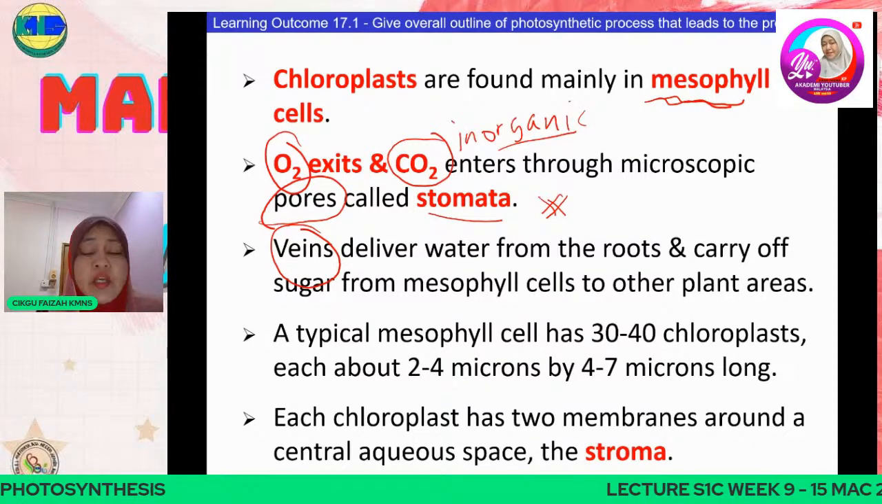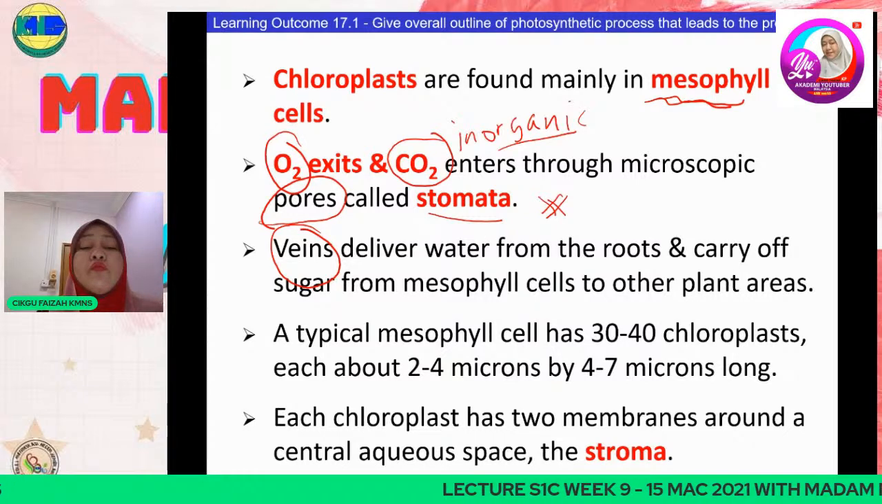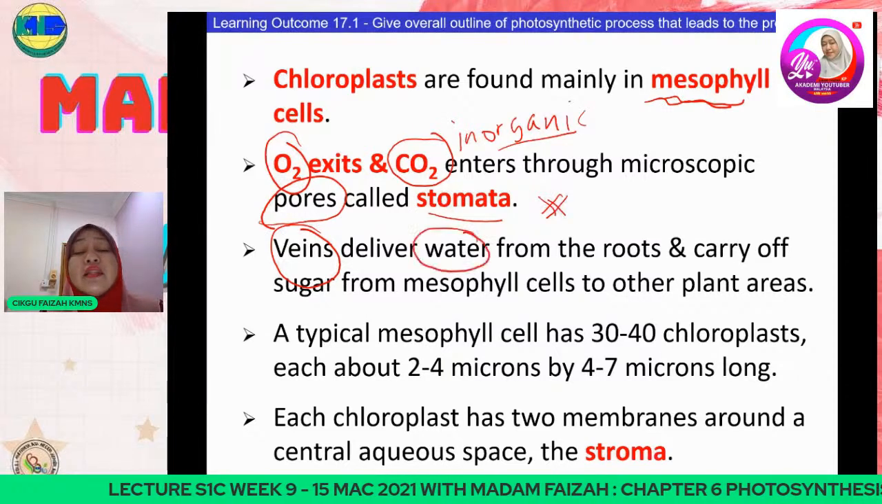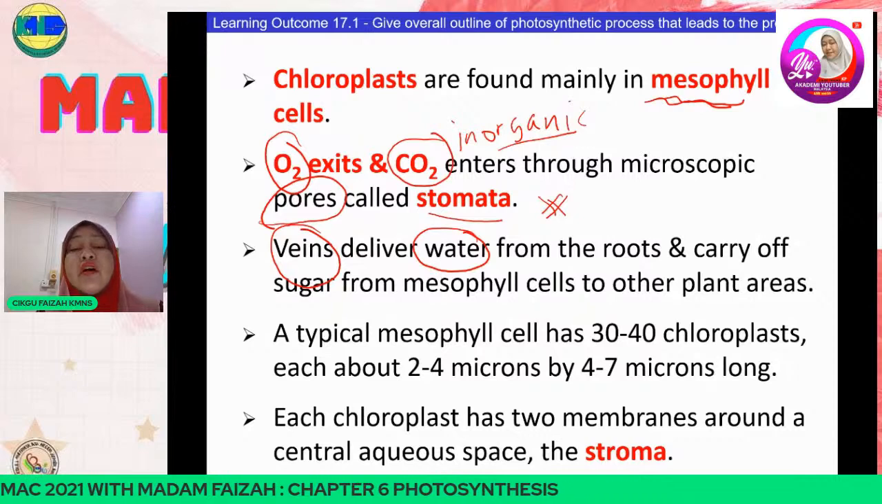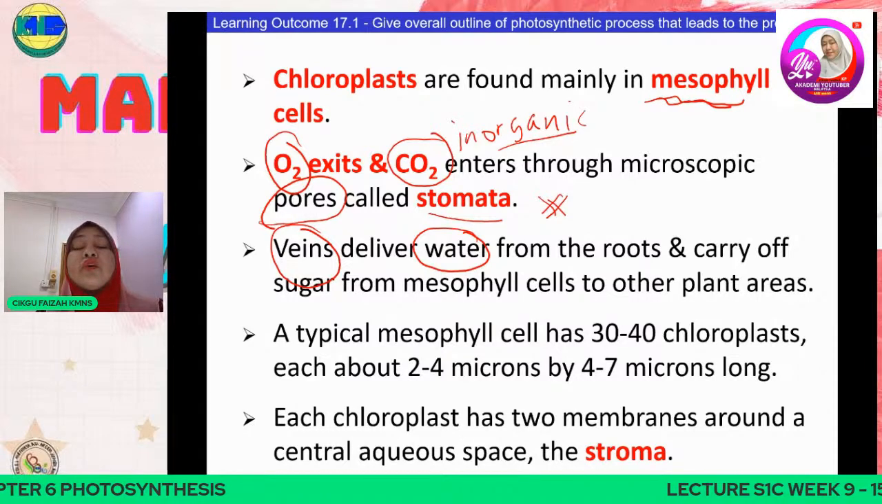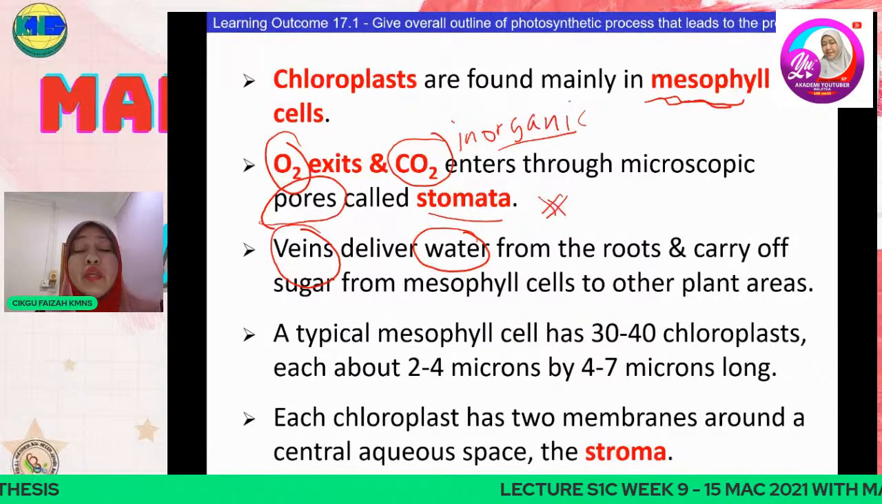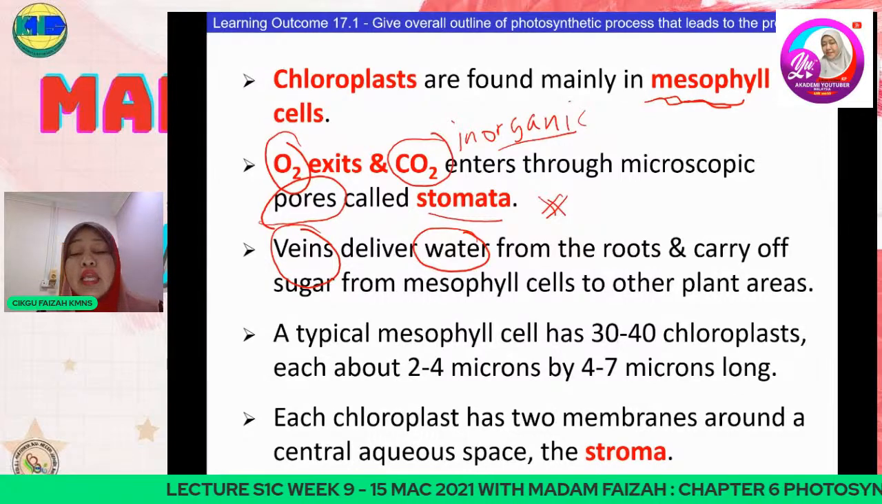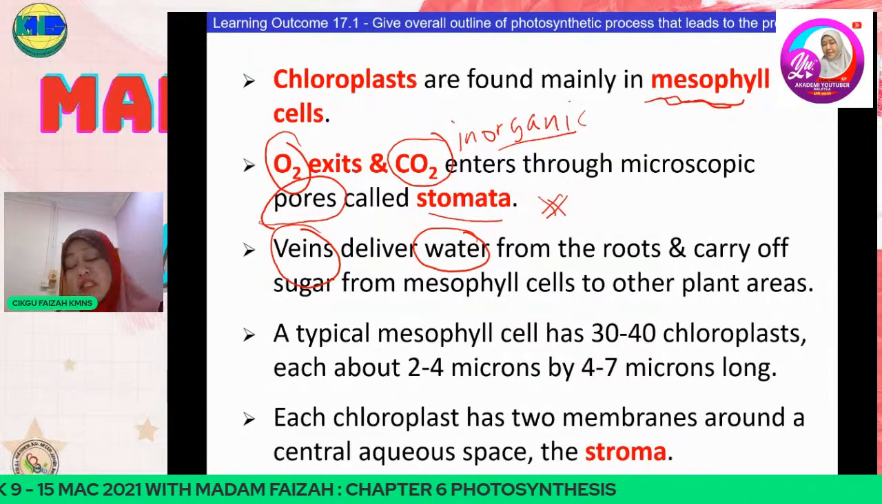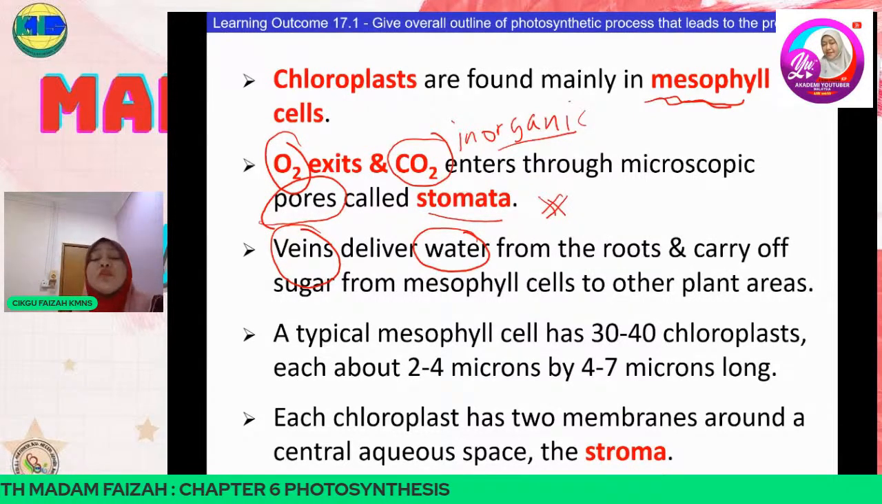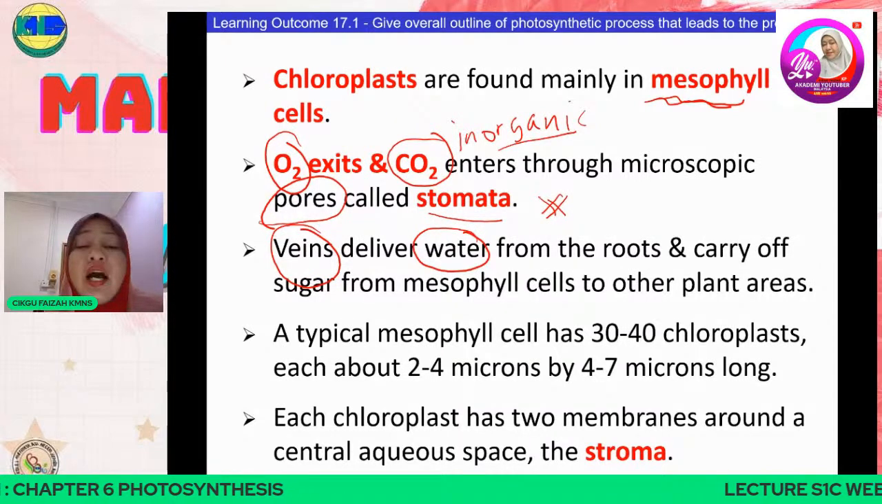So where do we get the water? Why do we need to involve the water? Water is another substrate which is involved during the formation of glucose. Right? So H2O. So where do we get this water? The plant gets this water from the soil, daripada tanah. All the way, kamu akan belajar nanti dalam tajuk transport, the water will be transported from the root until it reaches the leaf.